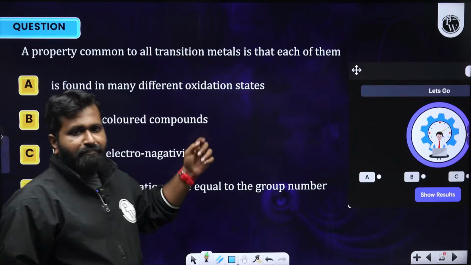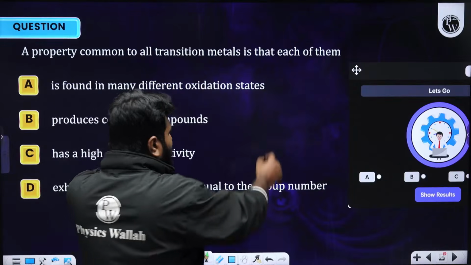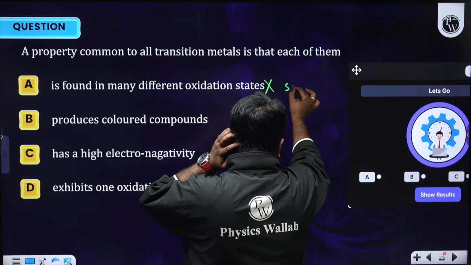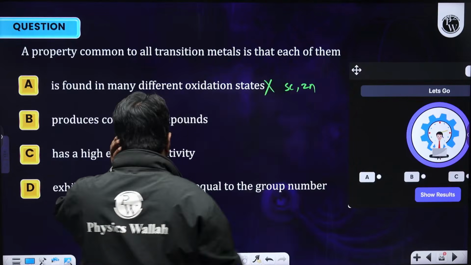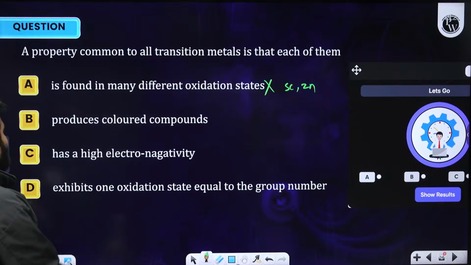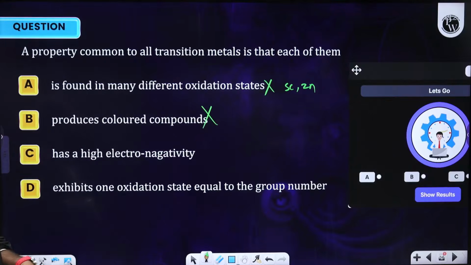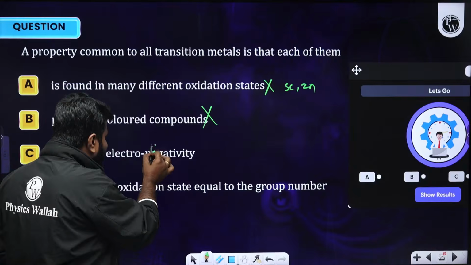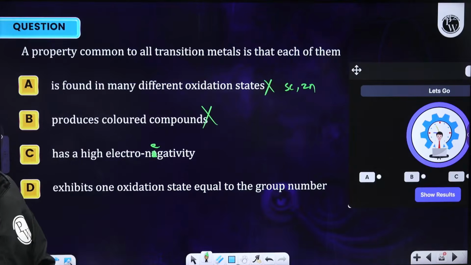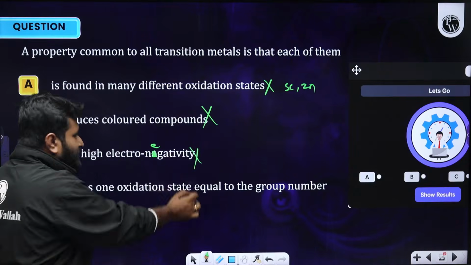Is it found in many different oxidation states? Definitely not, because scandium and zinc have only one oxidation state. Produces colored compounds? No. Once again, Zn2+ and scandium 3+ are colorless. Has high electronegativity? That is also not an answer.